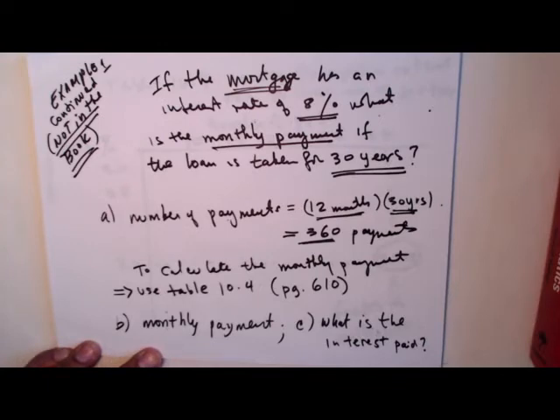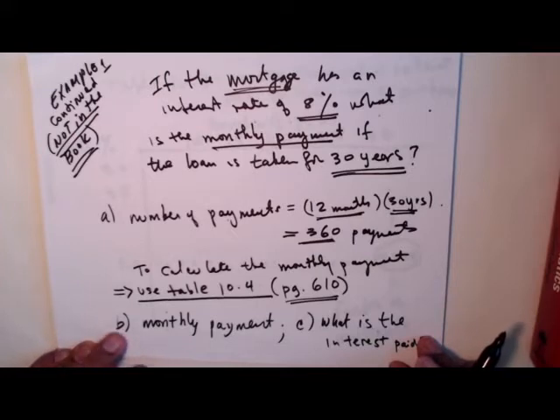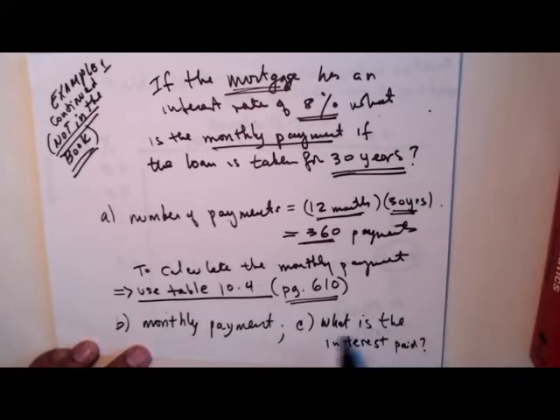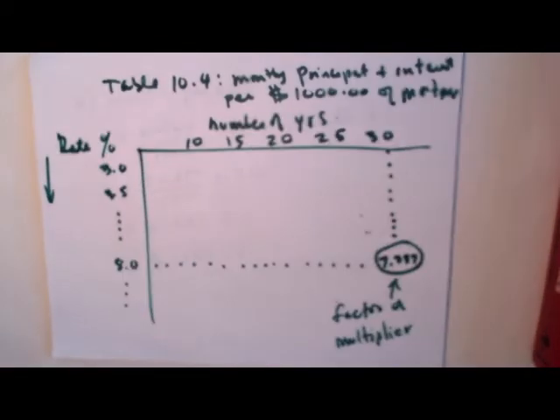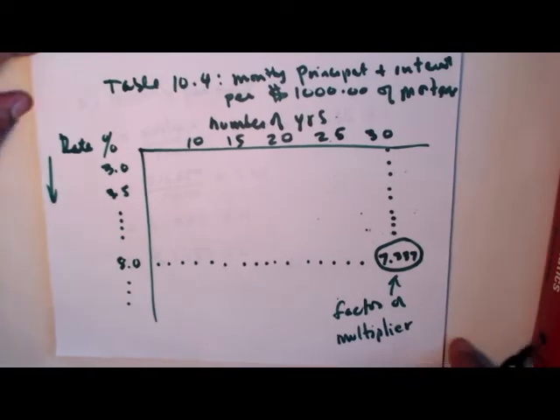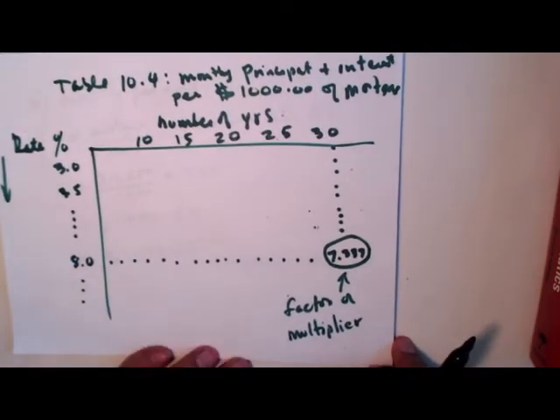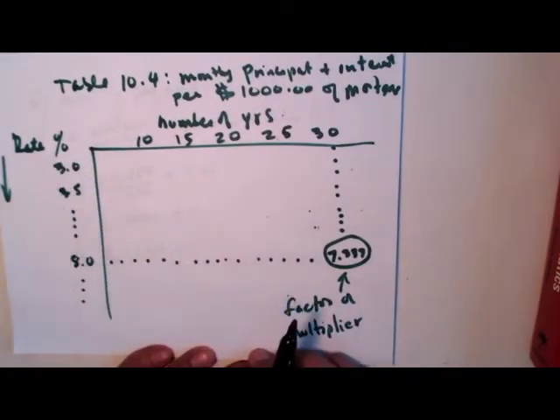Now to calculate the monthly payment, we need to use table 10.4, and you can find that on page 610. That will be part B. And then the last question here will be, what is the interest paid for that loan? Now using table 10.4, you will find it in the book.